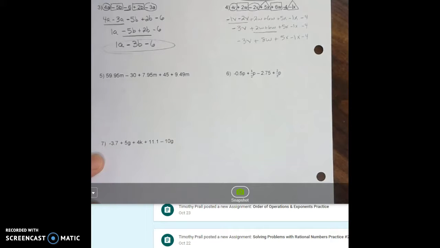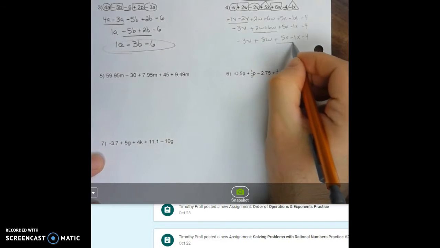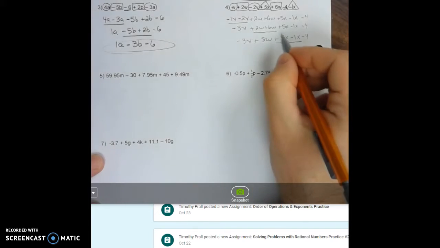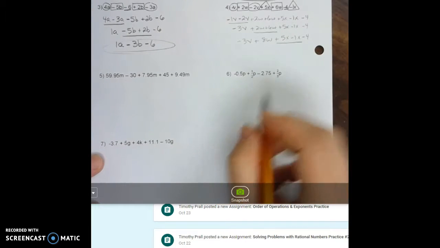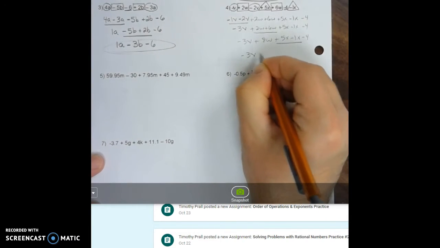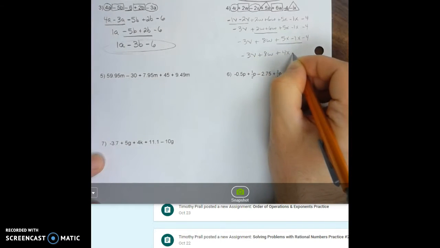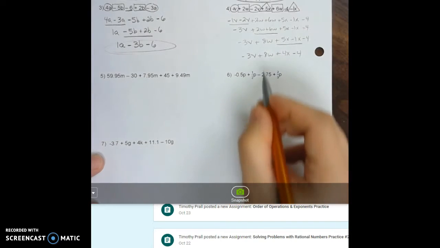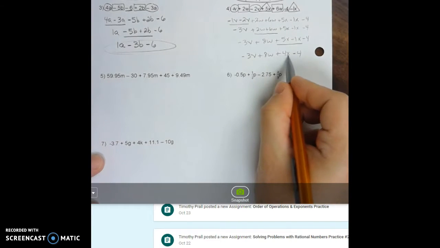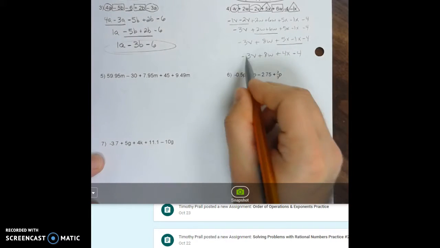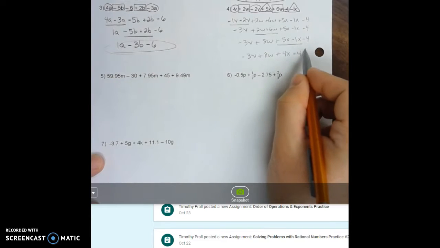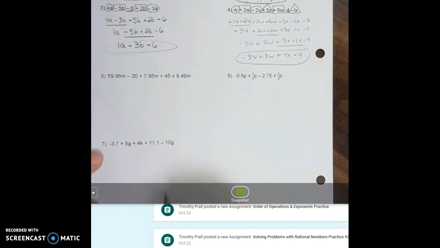Okay, it's starting to look nice, but I still have x terms that I can combine here. 5x minus 1x is positive 4x, so I'm going to have negative 3v plus 8w plus 4x minus 4. And now I don't have any other similar terms to combine. My variable terms all have a different variable, and I've got my constant at the end. And so there's our simplified expression.